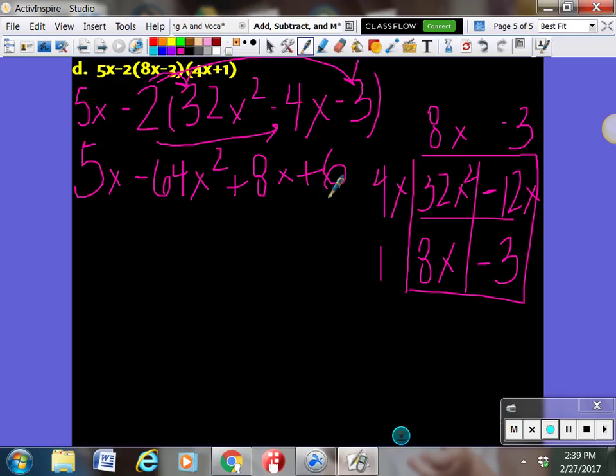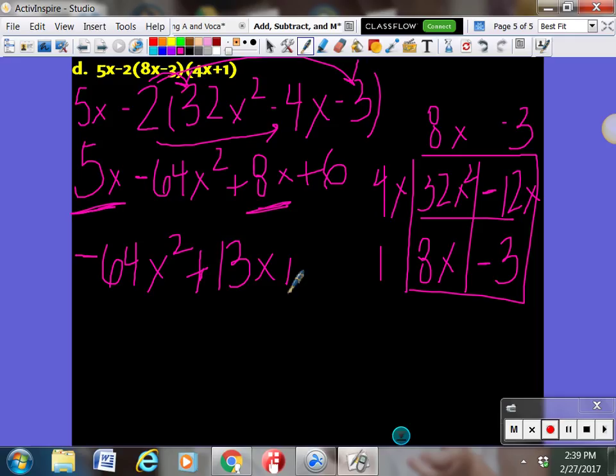Then I look for like terms. I'm adding now. So I do not have a like term with negative 64x squared, so I'm just going to write negative 64x squared. Like term with 5x is 8x. 5x plus 8x is 13x. And I don't have a like term with 6, so I'm just going to add 6.